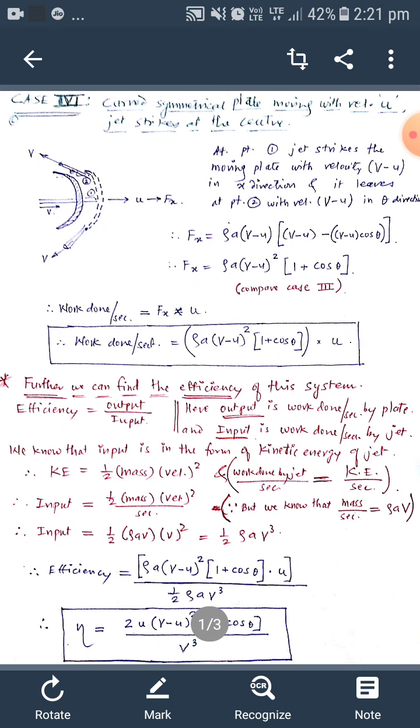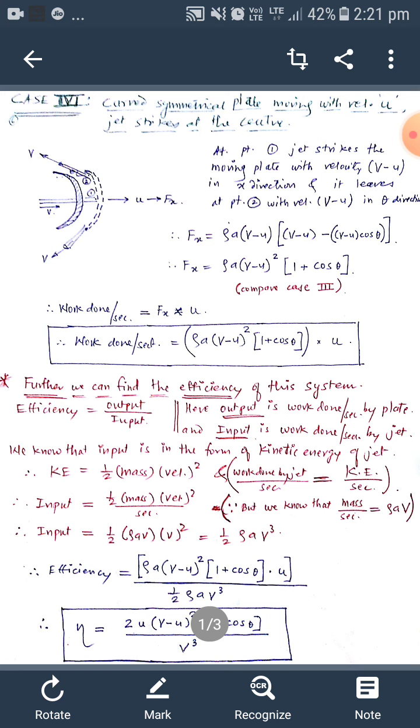u. So if you look at the equation, in the direction of x, the force Fx is equal to mass per unit time, that is rho into a into v minus u, and the change in velocity. Now here the change in velocity is calculated as: at point number 1 the velocity is v minus u, that is relative velocity, but it is in the same direction x. But at point number 2 the velocity is again relative velocity but in the backward direction, and its component in x direction is v minus u cos theta.